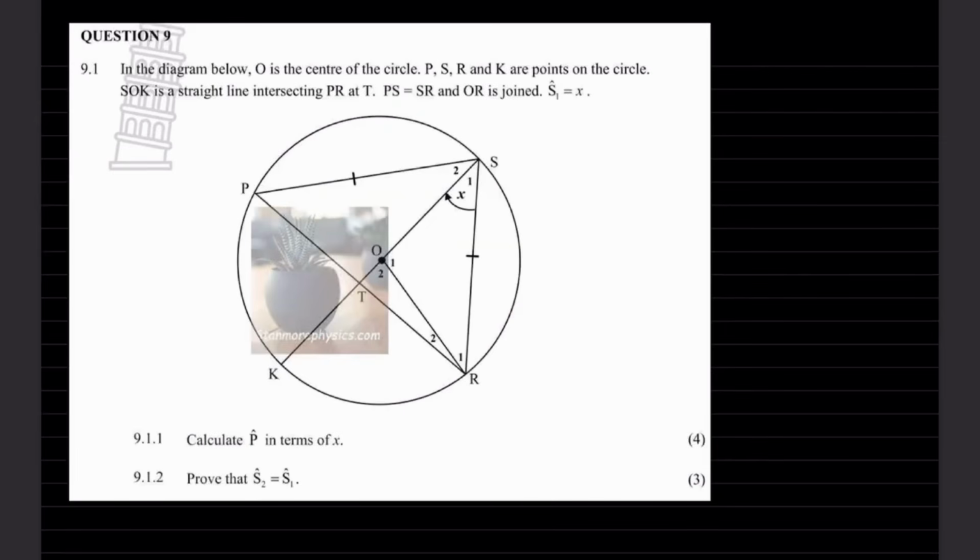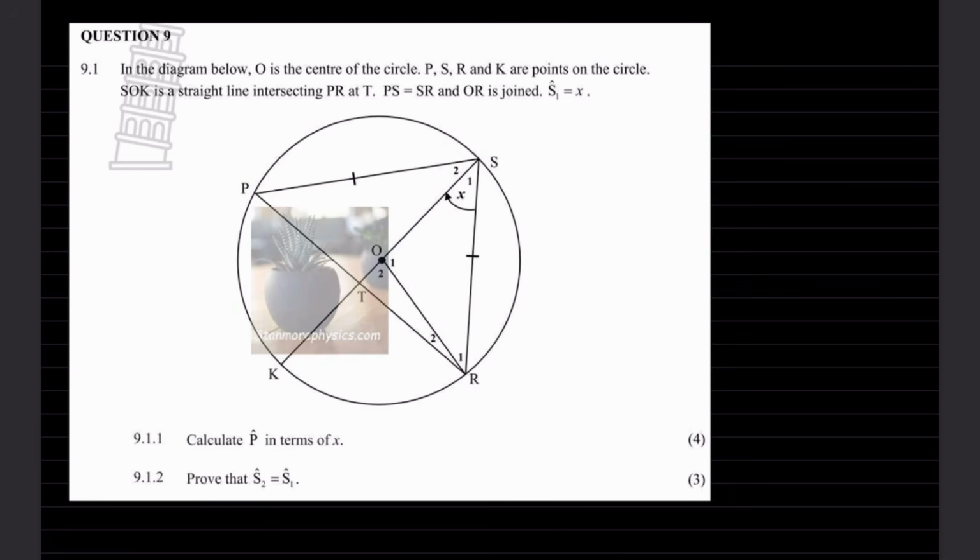Let's take a look at this next question, which reads, in the diagram below, O is the center of the circle, P, S, R, and K are points on the circle, SOK is a straight line intersecting PR at T, PS equals SR, and OR is joined. S1 equals X. The question reads, calculate P in terms of X.